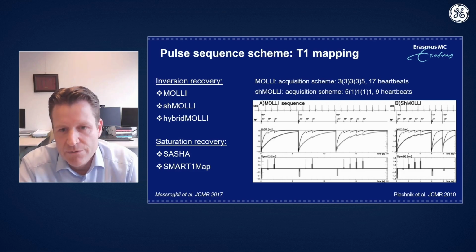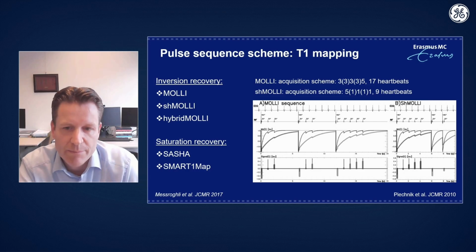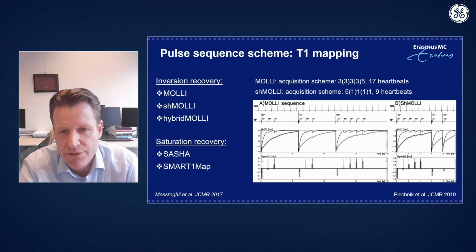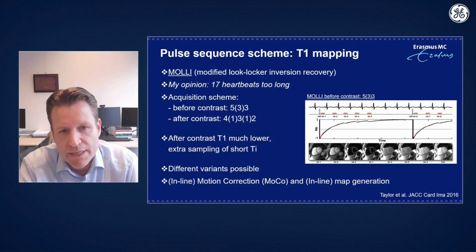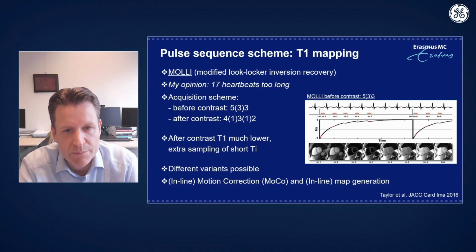If you think about the original MOLLI, the acquisition scheme was 3-3-3-5. So that means that you have 3 inversion pulses, 3 seconds in between, and then 3-3-5 readouts. So that's a total of 17 heartbeats. That can be quite long for cardiac patients. The short MOLLI is also used a lot, and that's only 9 heartbeats. Personally, I think the original MOLLI is too long, so 17 heartbeats is a problem.